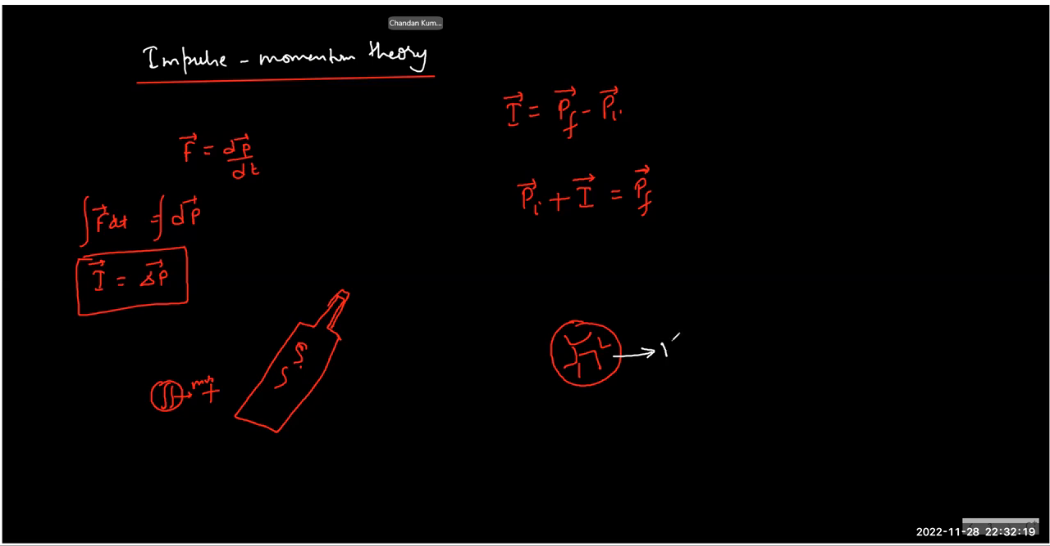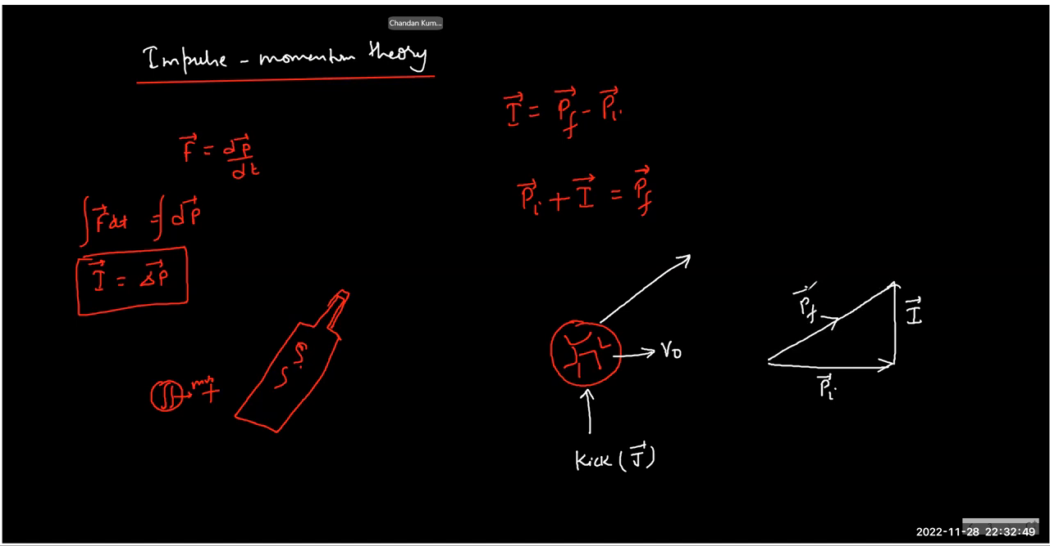So let's say this is the football moving with velocity v naught. You give a kick like this. So the kick is like impulse. So how to find the final motion of the football? The football will go something like this. Do you realize this? Because this is the initial momentum, you give the kick like this, and this is the final. Triangle law, or vector law. This is the triangle law, right? Anyway, I can go directly to the derivation.